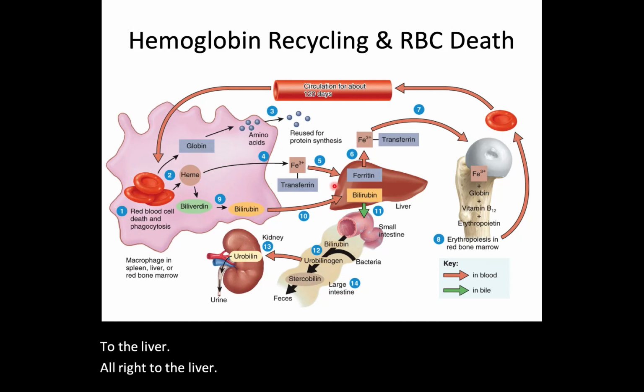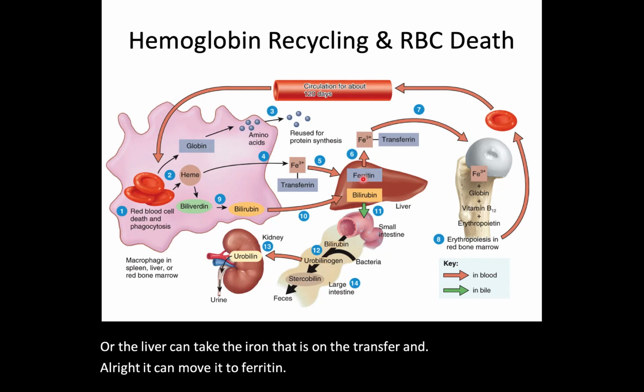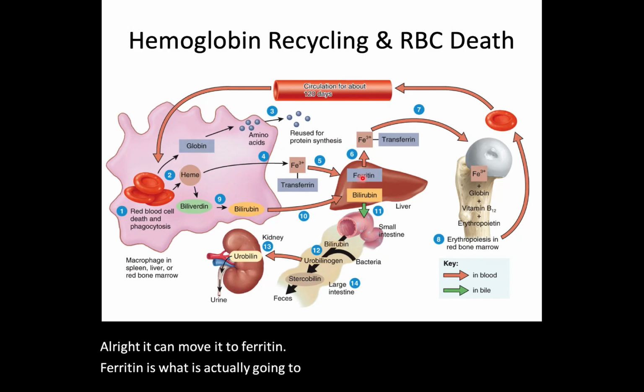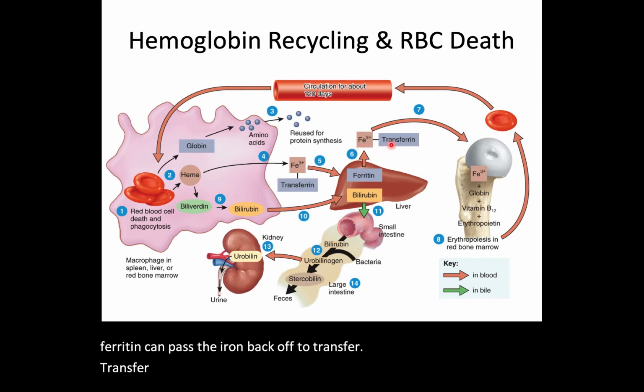Now, from here, the liver can store the iron if iron is in excess, or the liver can take the iron that is on the transferrin and move it to ferritin. Ferritin is what is actually going to store the iron. And when needed, ferritin can pass the iron back off to transferrin. Transferrin, again, will safely transport the iron through the bloodstream and send it to the bone marrow.